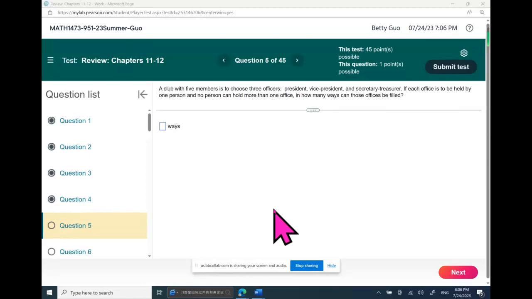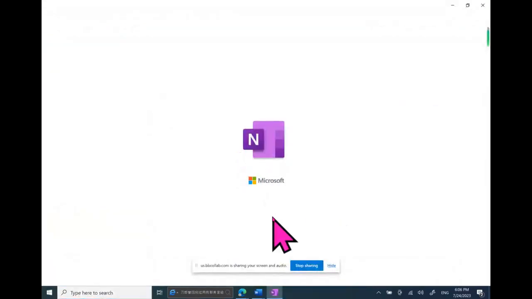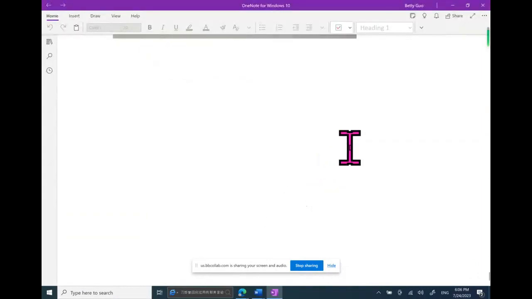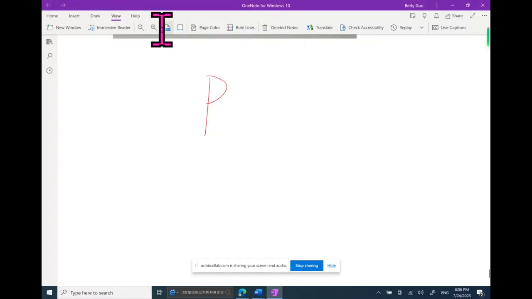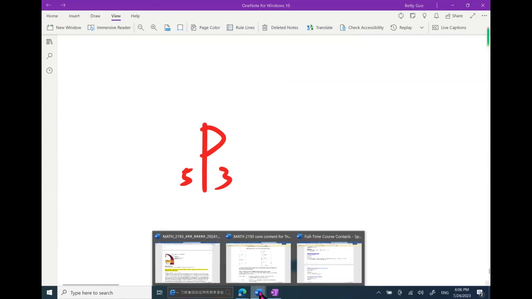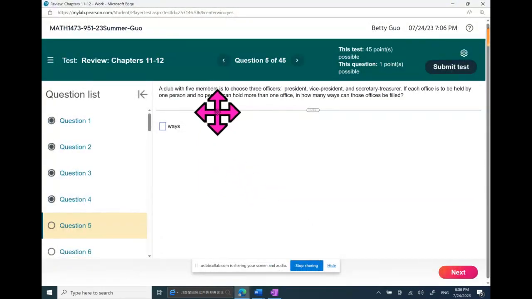Let me get my OneNote very quick. Knowing this is a permutation problem, you choose 3 people from the 5 members. So the total number of ways to do the problem. Give me 1 second. Let me center the notes. P35. Okay, P35. At this point, you should know how to compute P35.